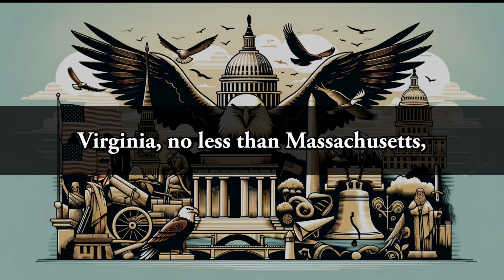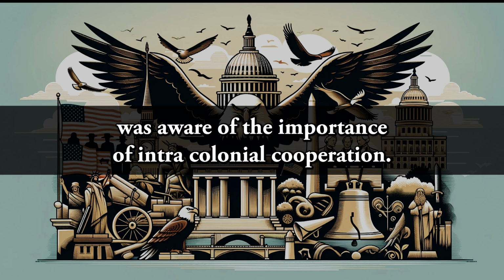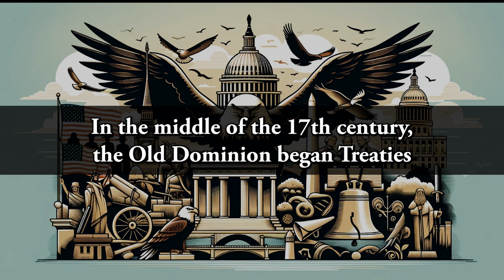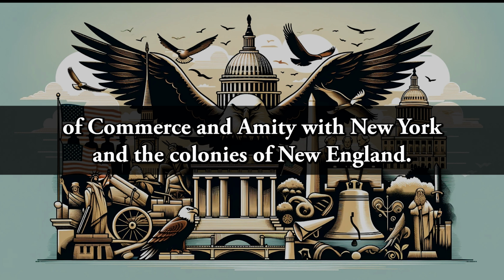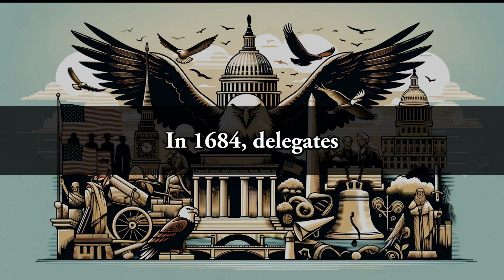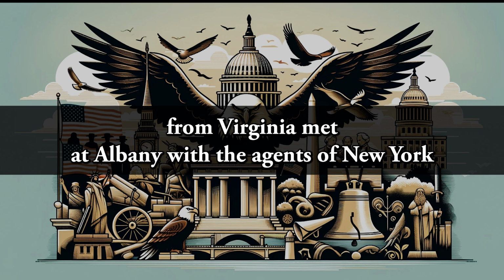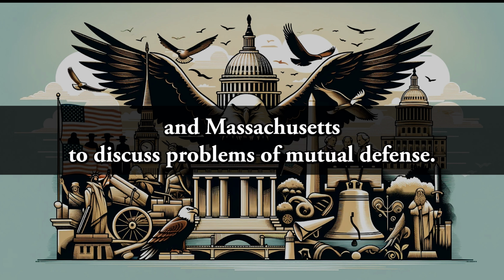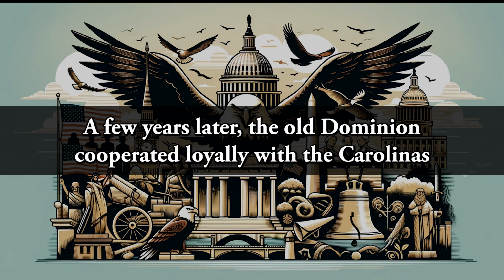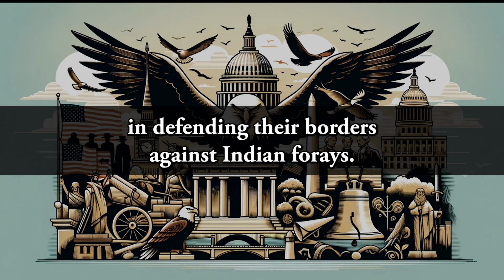Virginia, no less than Massachusetts, was aware of the importance of intercolonial cooperation. In the middle of the 17th century, the Old Dominion began treaties of commerce and amity with New York and the colonies of New England. In 1684 delegates from Virginia met at Albany with the agents of New York and Massachusetts to discuss problems of mutual defense. A few years later the Old Dominion cooperated loyally with the Carolinas in defending their borders against Indian forays.